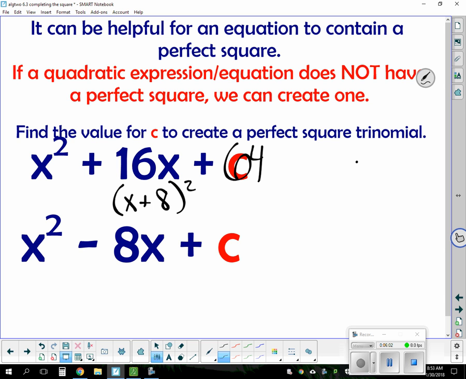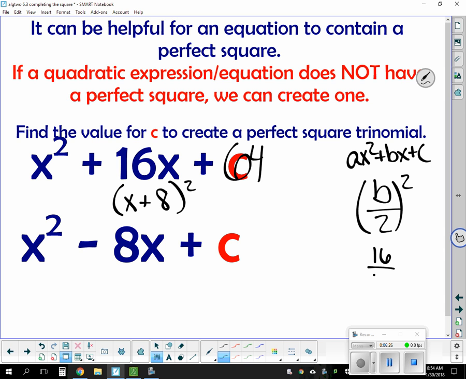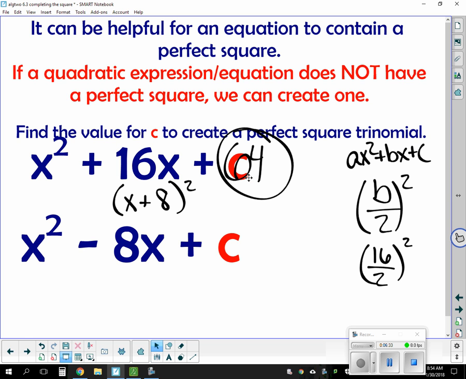We know that we're in the form ax squared plus bx plus c, right? To find the c, you take b, you divide it by 2, and you square it. That's the number that will complete the square. So in this case, b was what? 16. What's 16 divided by 2? And what is 8 squared? And there's that magic number.